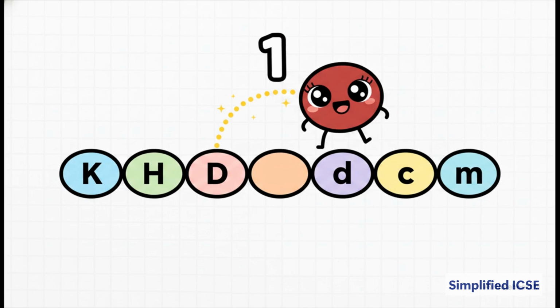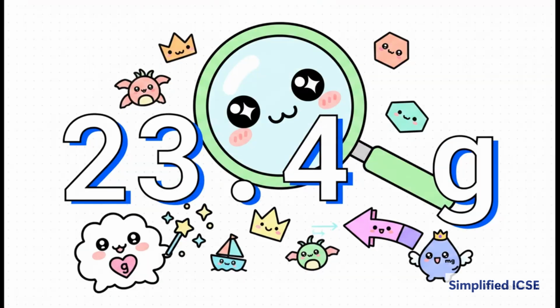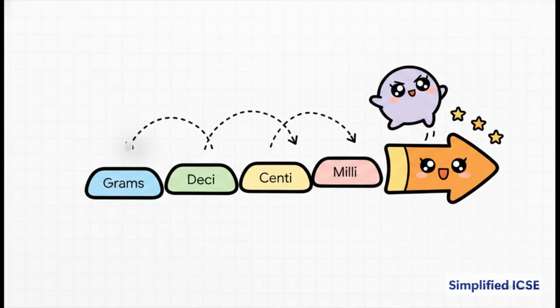Enough talk, let's actually put this into practice and see how it works. All right, let's take this number, 23.4 grams. Our mission, should we choose to accept it, is to turn this into milligrams. Okay, using our phrase, we start at the base unit, which is grams. We need to get all the way to milligrams.